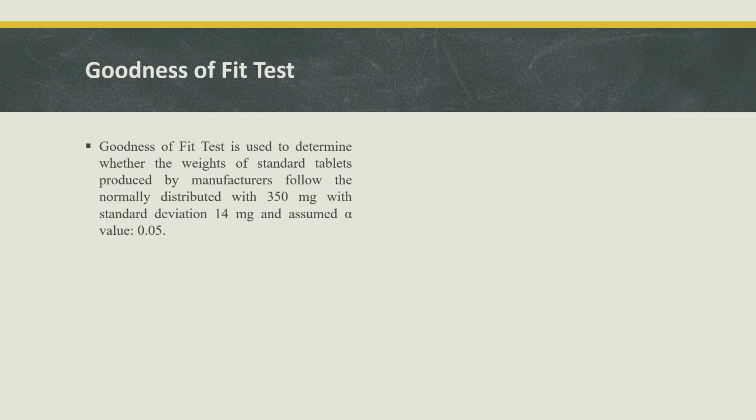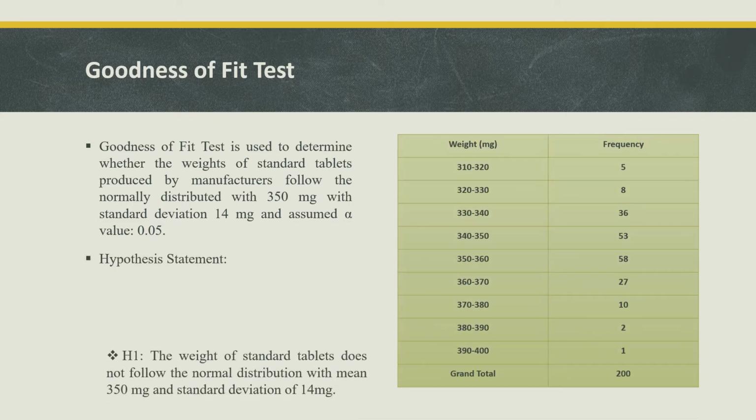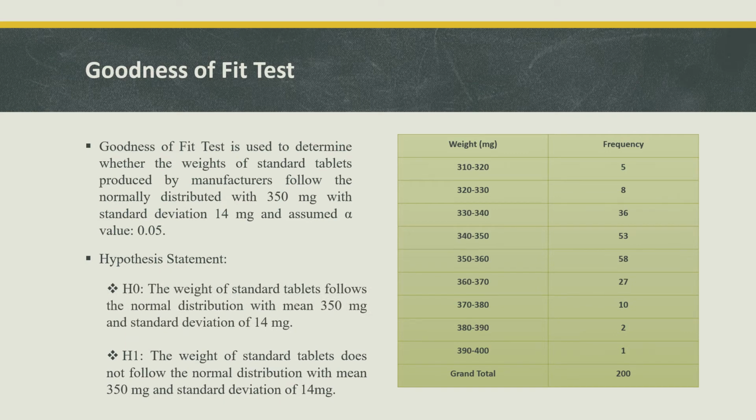The goodness of fit test is used to determine whether the weight of standard tablets produced by the manufacturer follows the normal distribution with mean 350 mg and standard deviation 40 mg, and we assume the alpha value is 0.05. For the hypothesis statement, H0: the weight of standard tablets follows the normal distribution with mean 350 mg and standard deviation of 40 mg. For H1, the weight of standard tablets does not follow the normal distribution with mean 350 mg and standard deviation of 40 mg.